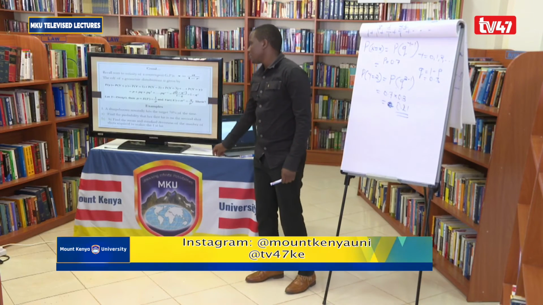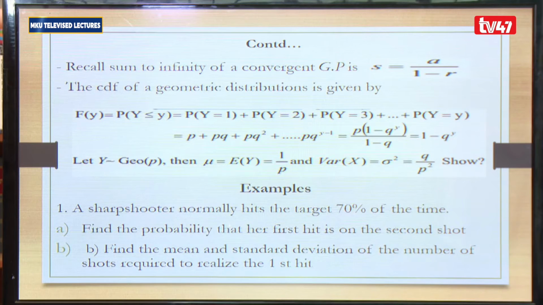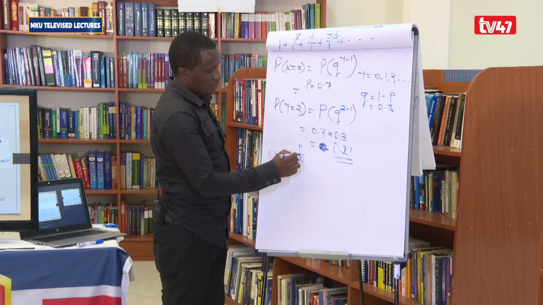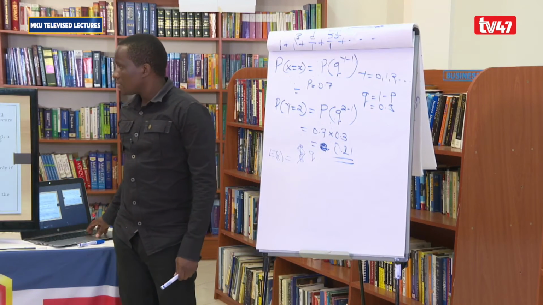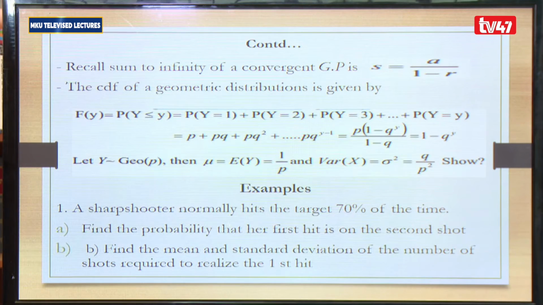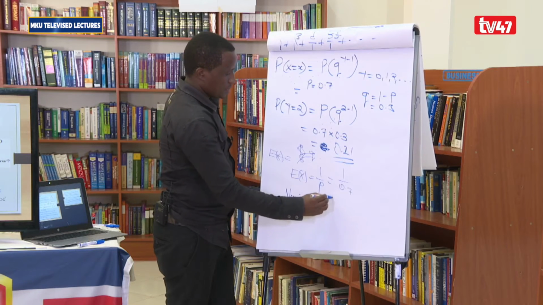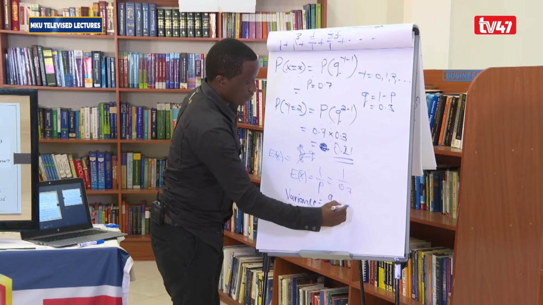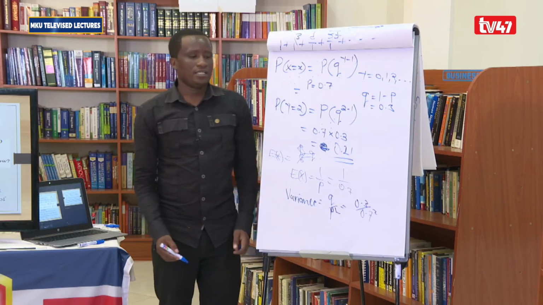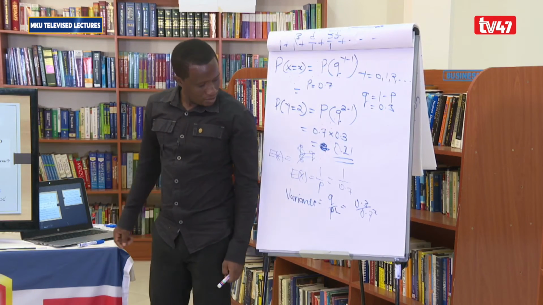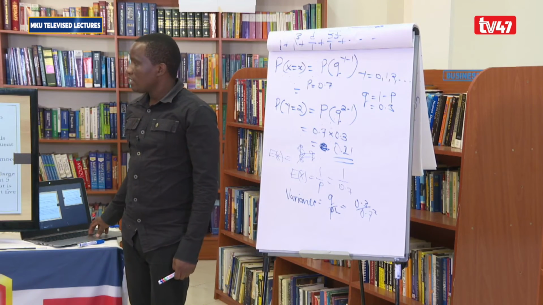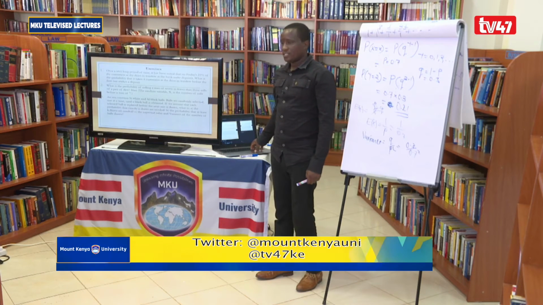And then you're asked to find the mean and the standard deviation of the number of shots required to realize the first hit. That is very easy. We've said that the mean of x is 1 over p, so this will be 1 over 0.7, and then the variance is q over p squared, which is actually 0.3 divided by 0.7 squared. That would give us the mean and the variance for that case. So we have examples continuing and some exercises there.